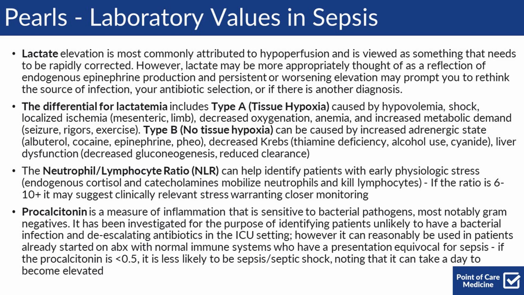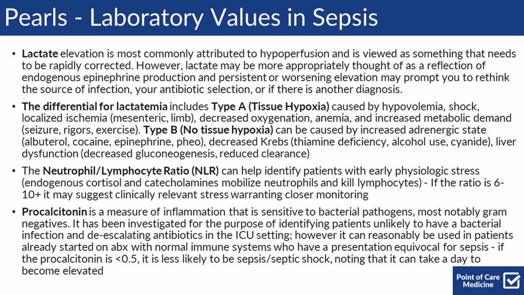The neutrophil to lymphocyte ratio, or NLR, can help identify patients with early physiologic stress due to endogenous cortisol and catecholamines, which mobilize neutrophils and kill lymphocytes. If the ratio is 6 to 10 or more, it may suggest clinically relevant stress warranting closer monitoring.